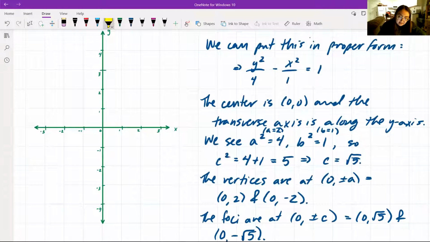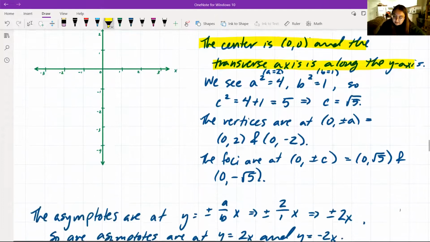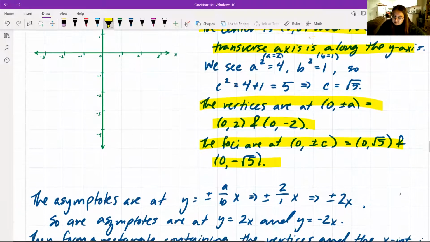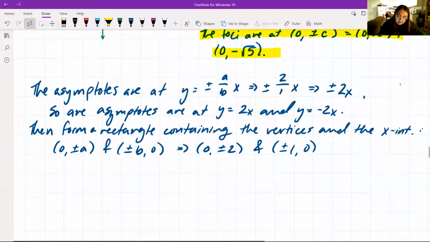So, all right, let's go ahead and highlight all the things that we already know. The center is at 0, 0. The transverse axis is along the y-axis. The vertices are at 0, 2, and 0, negative 2. The foci are going to be at 0, square root of 5, and 0, negative square root of 5. And then we have that the asymptotes are at y is equal to 2x and y is equal to negative 2x.